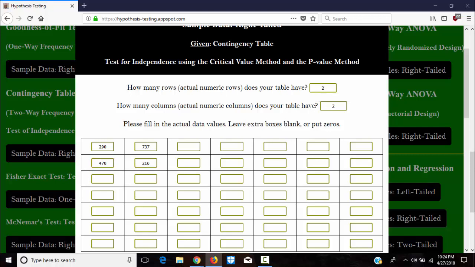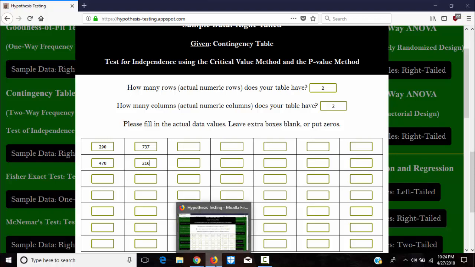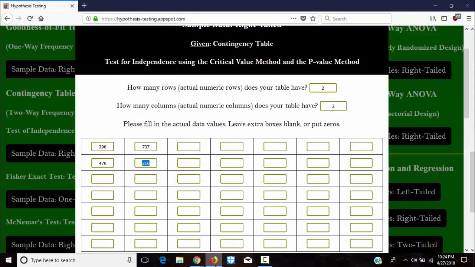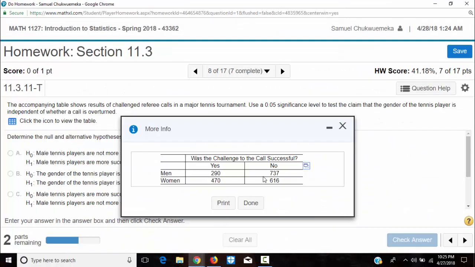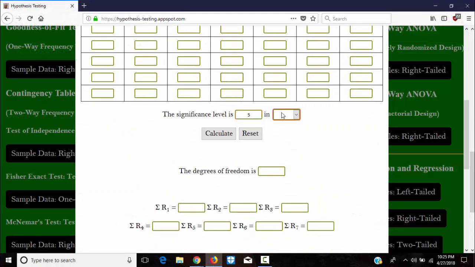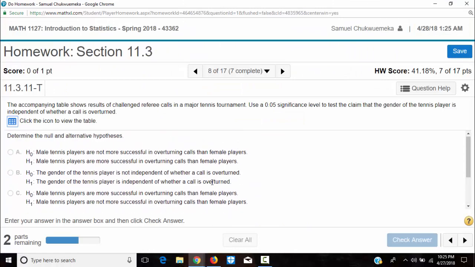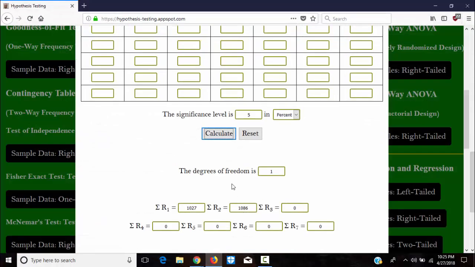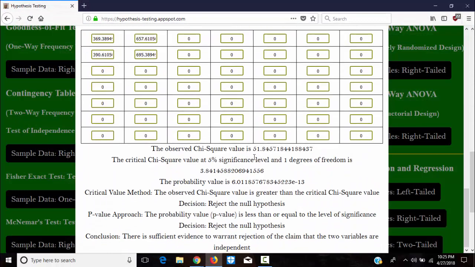And we want how many percent significance level? Oh, 470, 616, not 216, my bad. 5% significance level. 5%. Calculate. So the chi-square test statistic to 3 decimal places is 51.846.